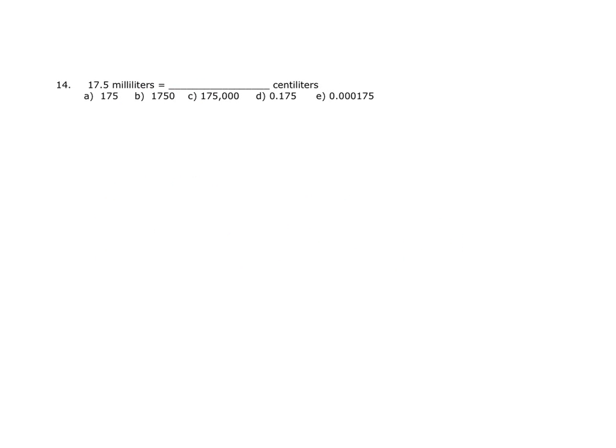17.5 millimeters, or milliliters, to centiliters. This one actually had a typo as well. It's none of these because we're only going 1 place. So it would be 1.75 centiliters.